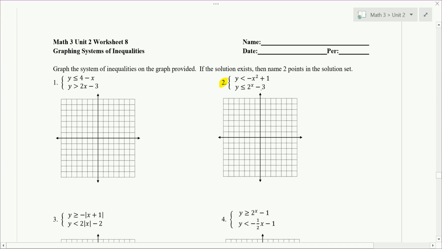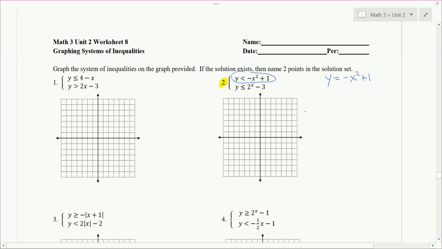And so when you graph these, you have a few things to look at. First, just think about graphing as if you had an equal sign. So let's work with the top one. I'm going to use blue to graph this one, and think about y equals negative x squared plus 1. We're going to have a parabola, but instead of drawing a solid curve, because we have just less than, we're going to dash the curve.